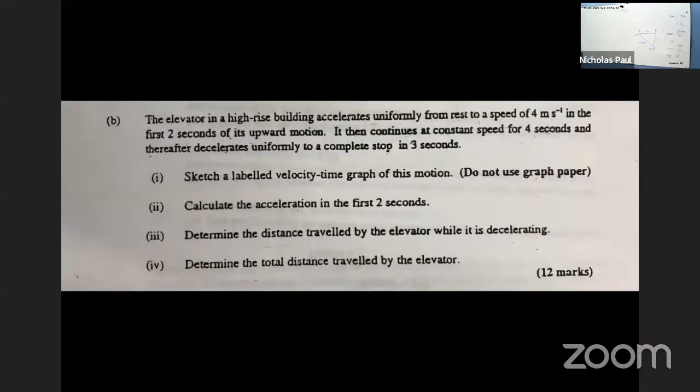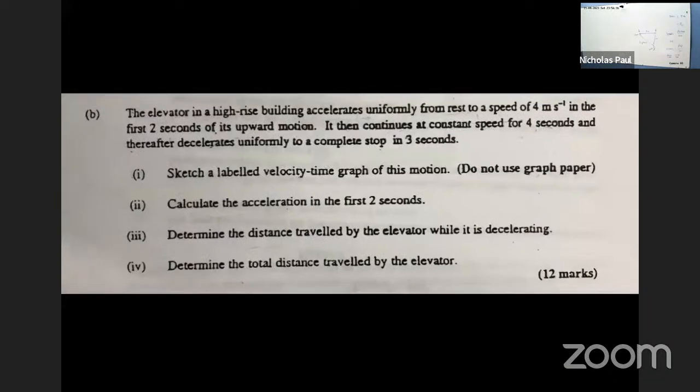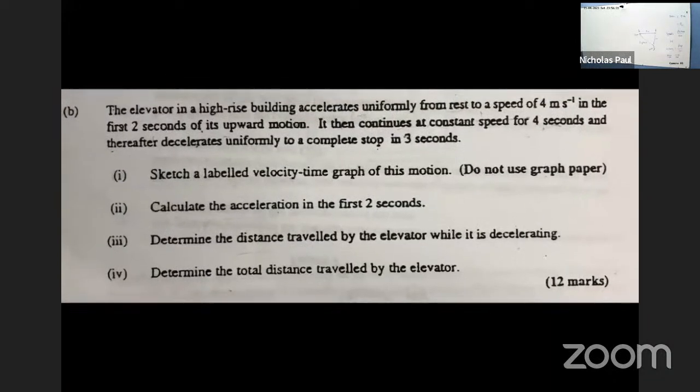Look at it. Take your time, get the graph, and let's give it a little try. You don't use graph paper. Just sketch it out.